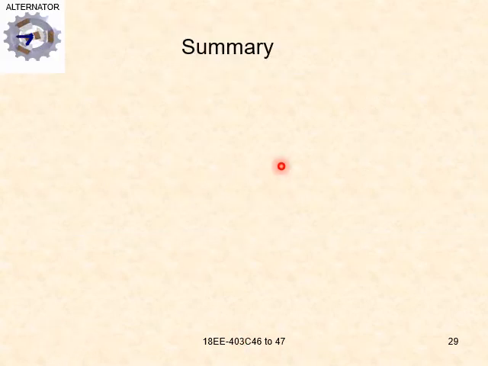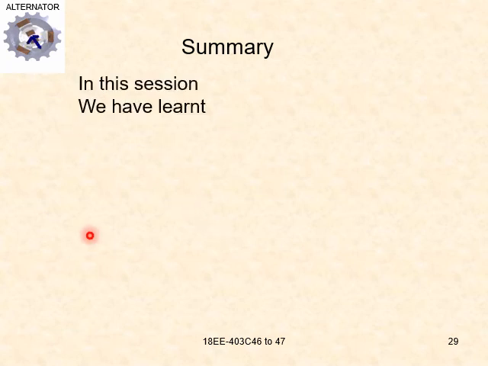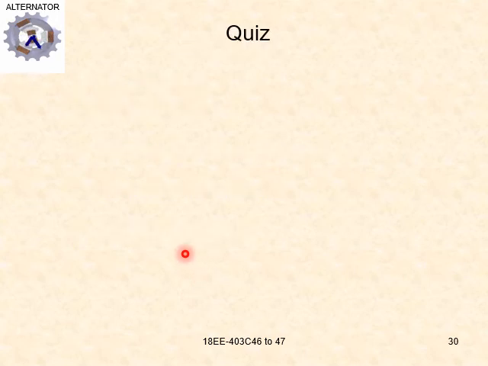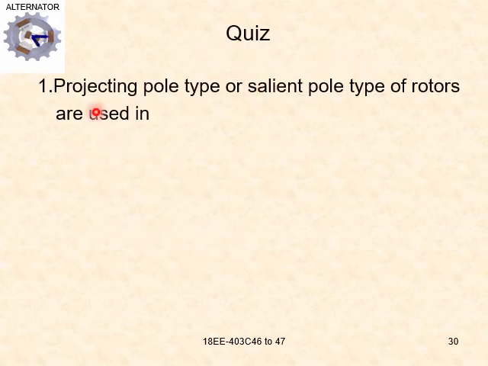So this is about today's session. We'll see a summary: in this session we have learned about the principle of working of alternator, construction of alternator and working of alternator. And let us see the quiz.